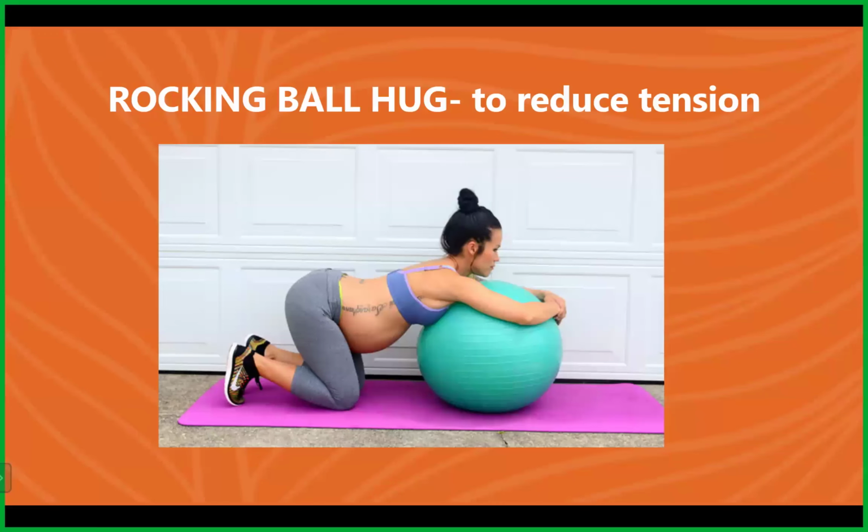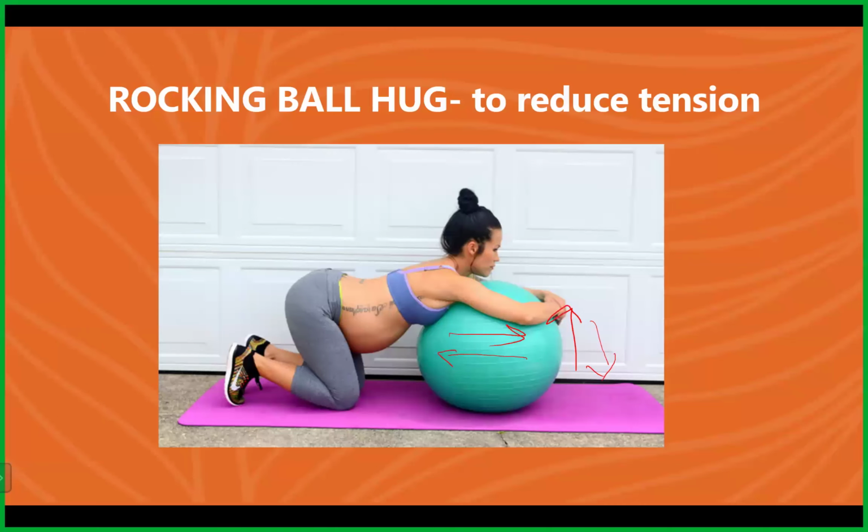So, rocking ball hug exercise. Clamshell, yes, you can do. So you'll ask your mother to be in this position and rock forward, backward, side to side. This is the rocking ball hug exercise.